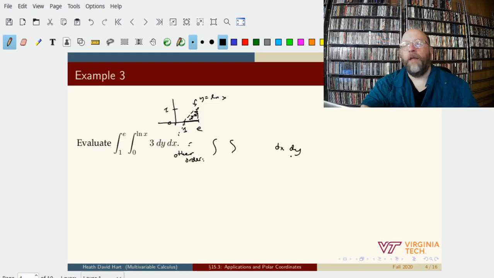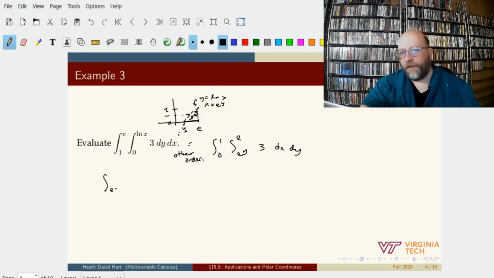dx dy, the function is still 3, but the boundaries now, y goes from 0 to 1, and x enters at this curve, but if y is equal to natural log of x, x is equal to e to the y. And then leaves along just plain old e, the vertical line x equals e. And I argue that this is going to be easier to solve because e to the y is easier to integrate than natural log of x.